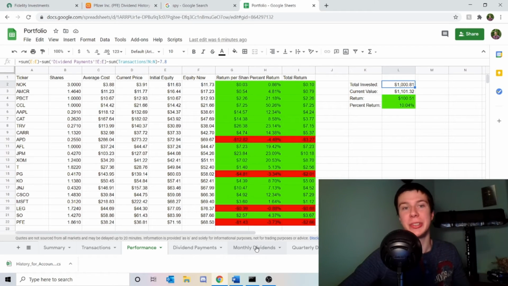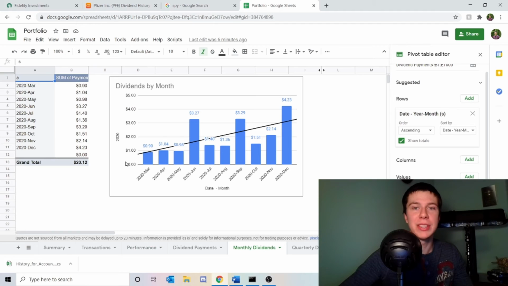I'm just getting started and learning a lot. So if we look here at my dividends by month, it appears that in December I received $4.23, which was significantly higher than the amount I received in September, which is when these companies paid before, when I received $3.29. So almost a dollar increase there, which is for me pretty good.